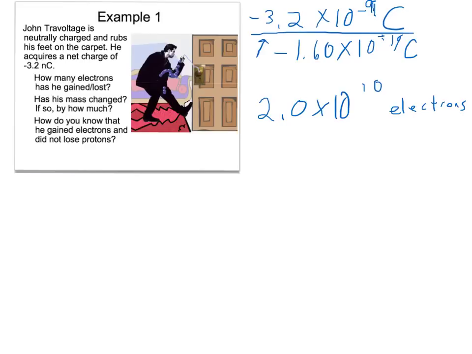Now I want to know, has his mass changed, and if so, by how much? Well, he gained this many electrons, and on the last slide, I told you what the mass of an electron is. So now I just multiply that many electrons by the mass, and I get how much his mass has changed. So 2.0 times 10 to the 10th electrons times the mass of one electron, which is 9.11 times 10 to the negative 31st kilograms.